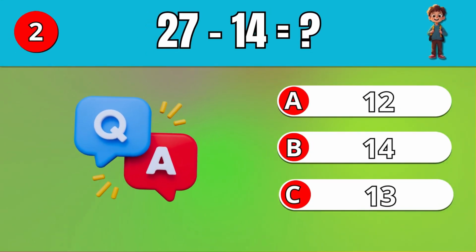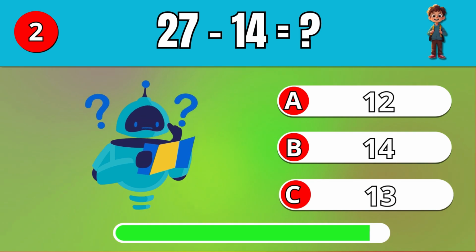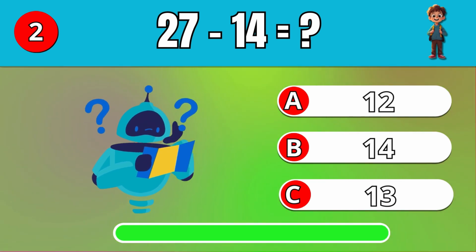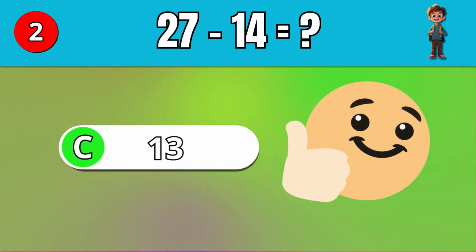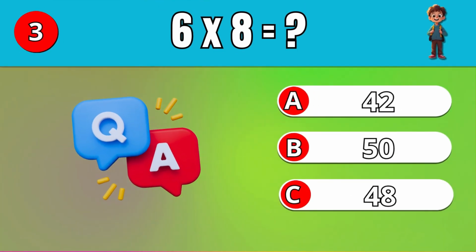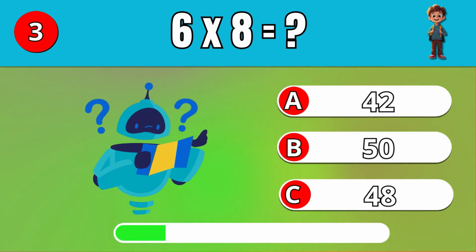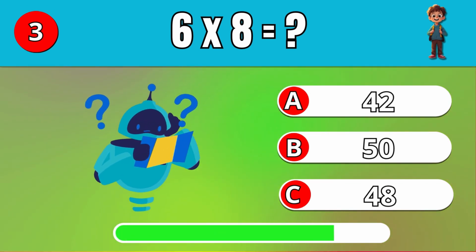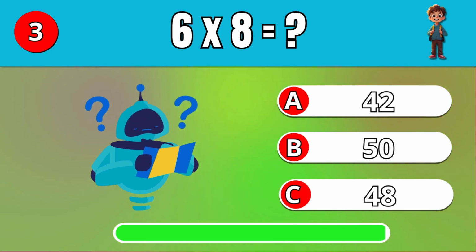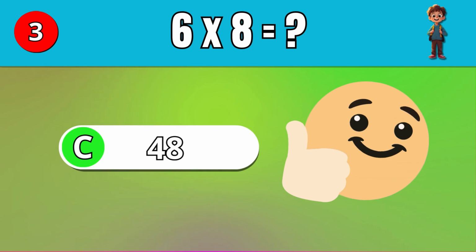What is 27 minus 14? C 13. What is 6 times 8? C 48.